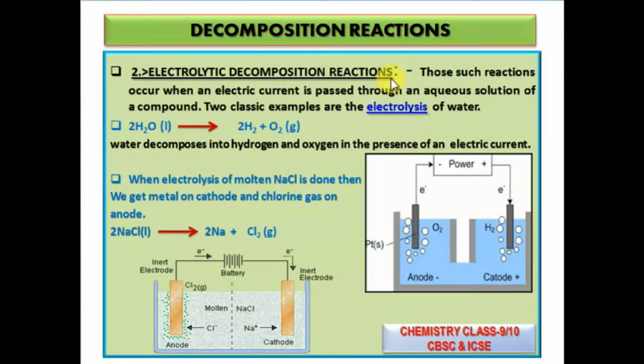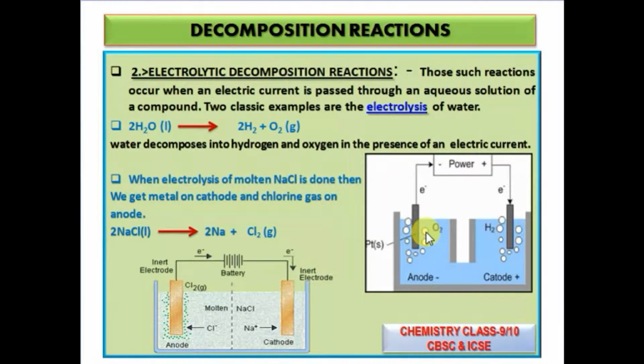Electrolytic decomposition reactions are those chemical decomposition reactions that occur when an electric current is passed through an aqueous solution of a compound. Okay students, when the current is passed through water in the presence of a small amount of electrolyte, that means pure water cannot conduct electricity. So that's why a small amount of electrolyte like acid is added to water in order to make it behave as a conductor.